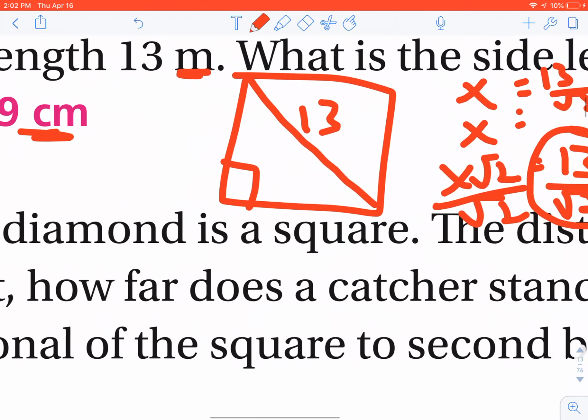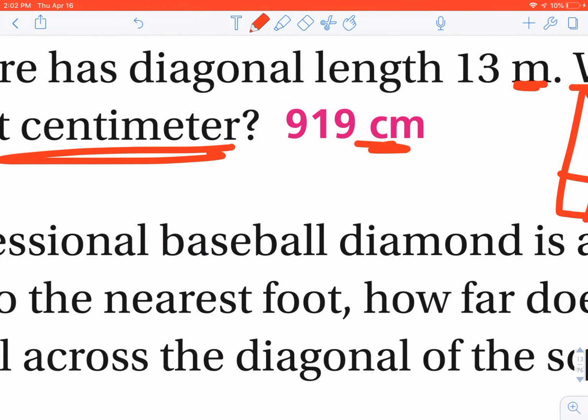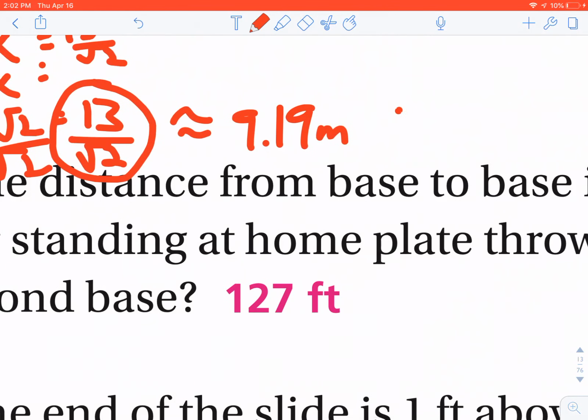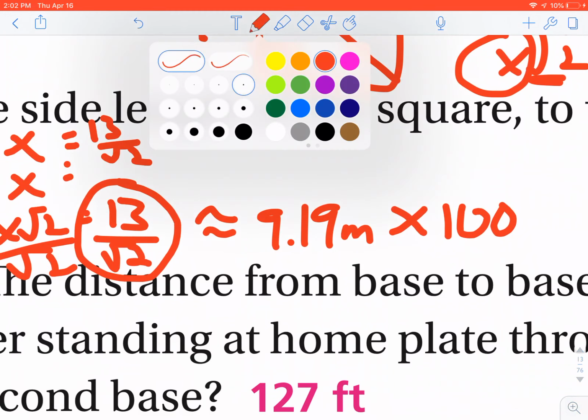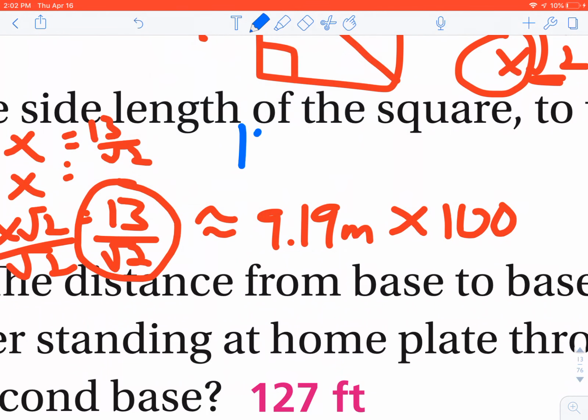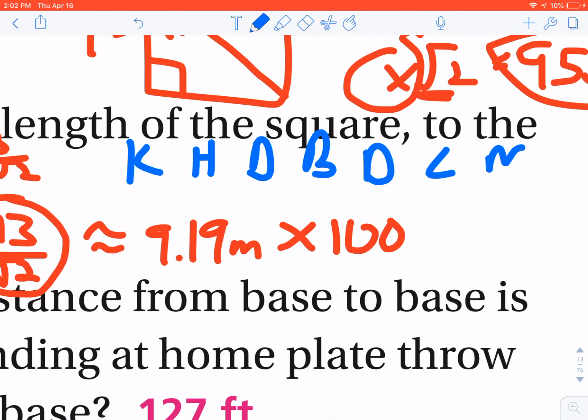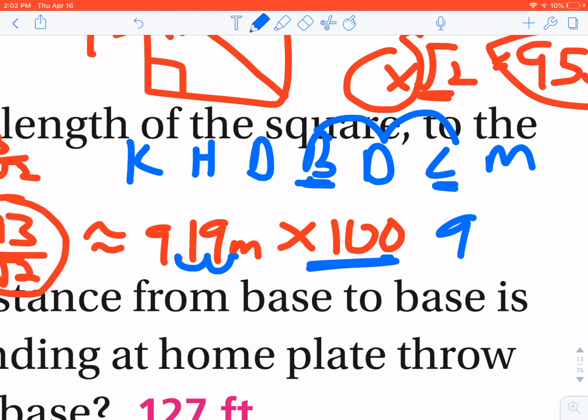I don't want the answer in meters. The question's asking to the nearest centimeter. How long is that? We'll simply multiply that value by 100. You know that because I'm sure you learned this in physics or chemistry or something. King Henry died by drinking chocolate milk. This is your centi. Base is where your meters are. For me to go from meters to centimeters, I move 2 spaces to the right. So move your decimal 2 spaces to the right, or times by 100, to get approximately 919 centimeters.